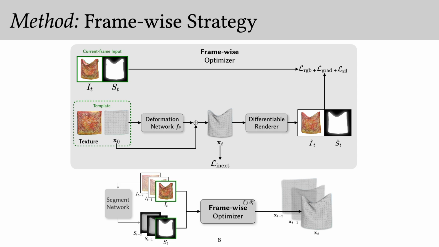To reconstruct from a monocular video, we employ a frame-wise optimization strategy. We seek the parameter theta t star for frame t, then pass it into frame t plus 1 as an initialization. This scheme preserves temporal coherence between frames and is the key to our significant speedup, especially for long video sequences.